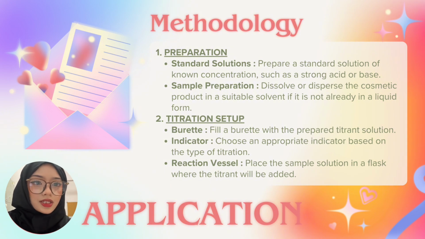Next part is the titration setup, which takes three crucial materials for it to be completed. First thing is the burette, which will be filled with the previously prepared titrant solution. Second thing is the indicator, which should be chosen based on the type of titration itself. So for instance, we will use phenolphthalein for acid and base titrations. Lastly is the reaction vessel, where we will place the standard solution in a flask where the titrant will be added later on.